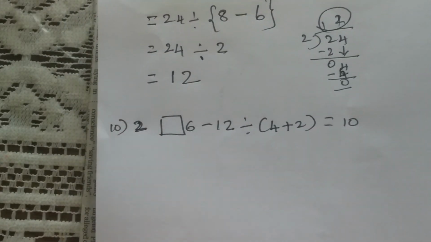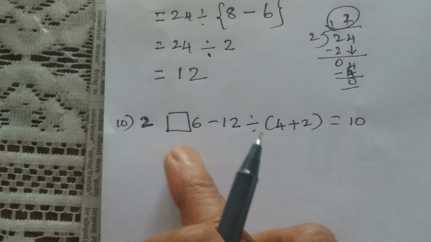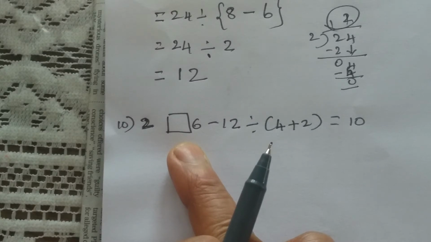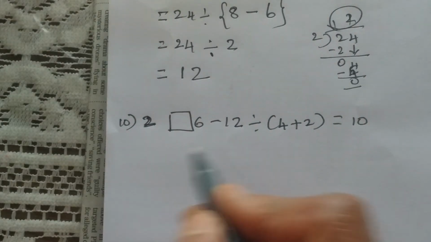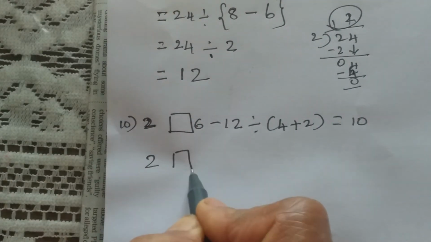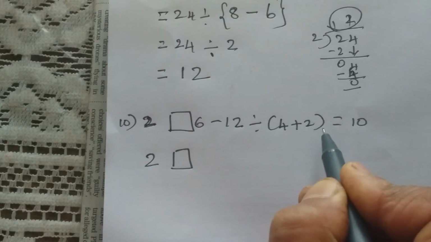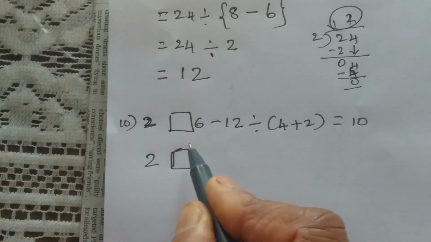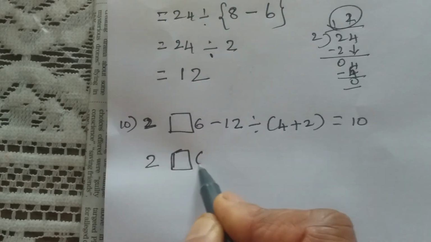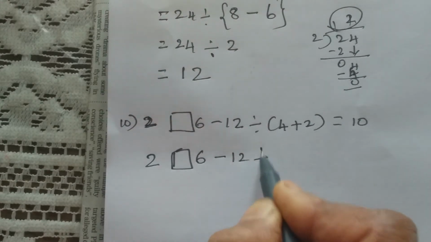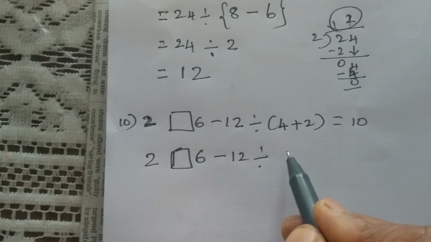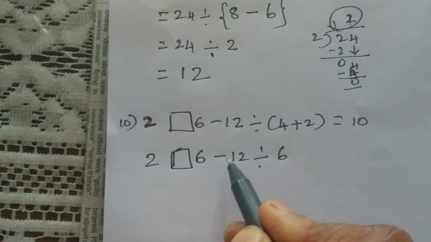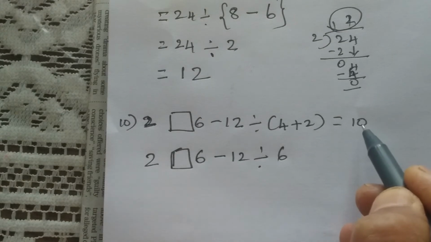Now what we'll do, first we'll simplify as much as possible. Then we'll fill in the blank with addition, subtraction, multiplication, and division. So 2 as it is, box as it is, because bracket has to be done first. This square is not inside the bracket. So whatever symbol you put here, this will not change the sum. So minus 12 divided by, within the bracket first, 4 plus 2 is 6. We'll do the sum and check whether we are getting the answer as 10.